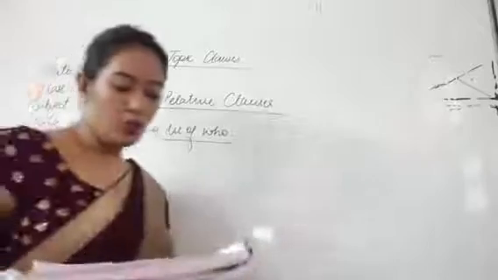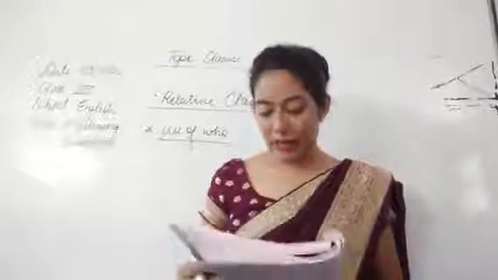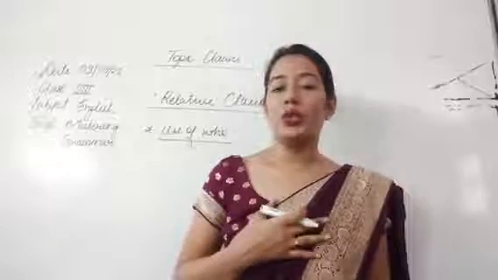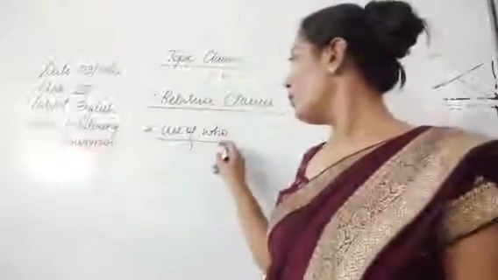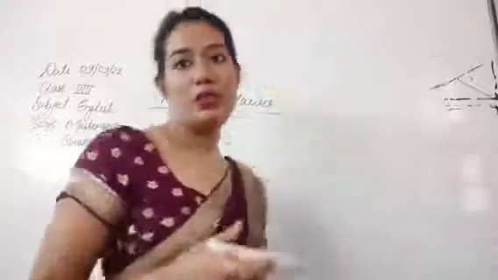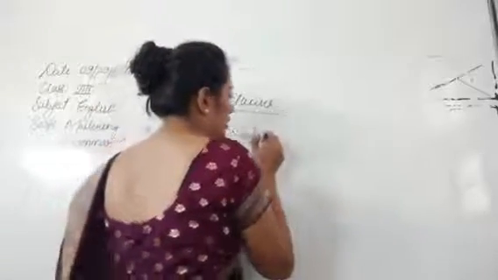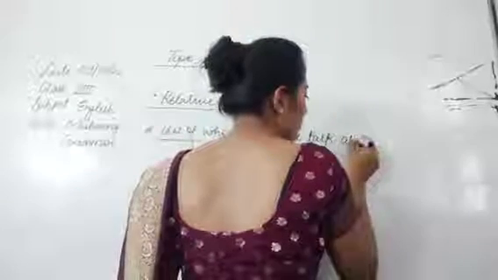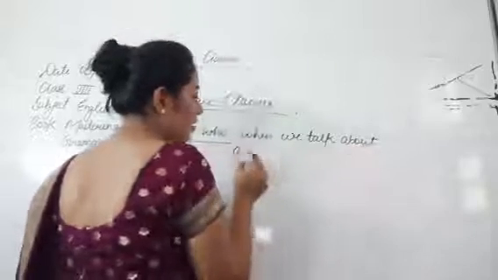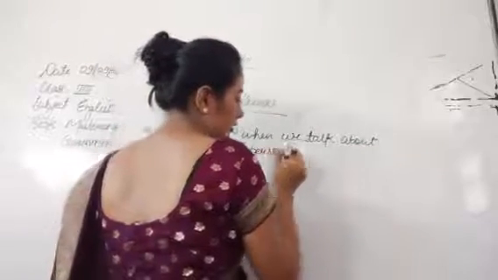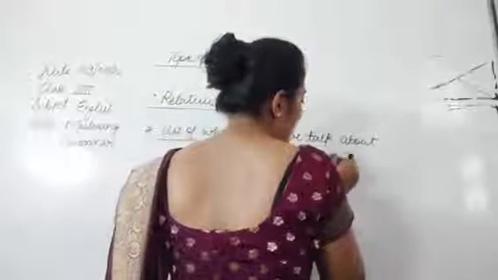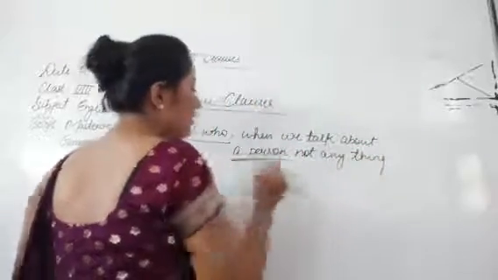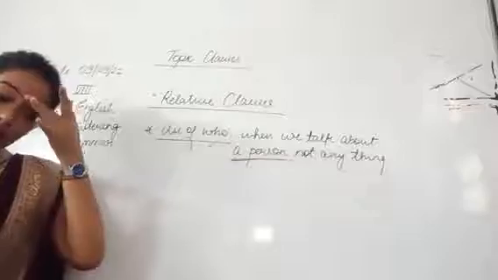We use who in a relative clause when we discuss people and not anything else. Okay. We use who when we talk about a person, not a thing. When we talk about a person, not anything. Okay. So, in this we have to focus only on the person.